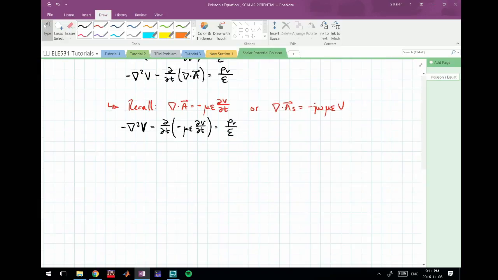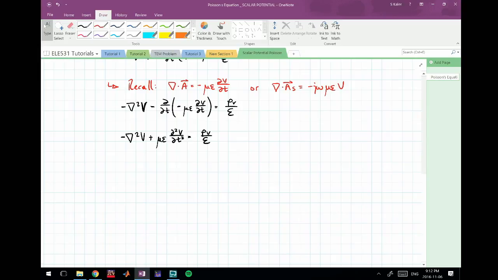Now, in this second term, I can bring this partial derivative inside, so I'll have a second order partial derivative on the inside. So let's do that. This stays the same, and the minus and minus becomes a plus. Then I have mu epsilon and partial squared V over partial T squared. And then this here is just rho V over epsilon, as it was before. Now I'm going to get rid of that negative sign at the beginning, because we usually like our equations to start with positive. So I'm just going to divide out that negative.